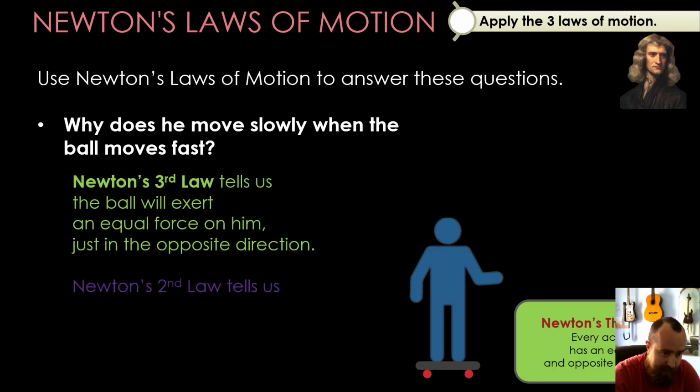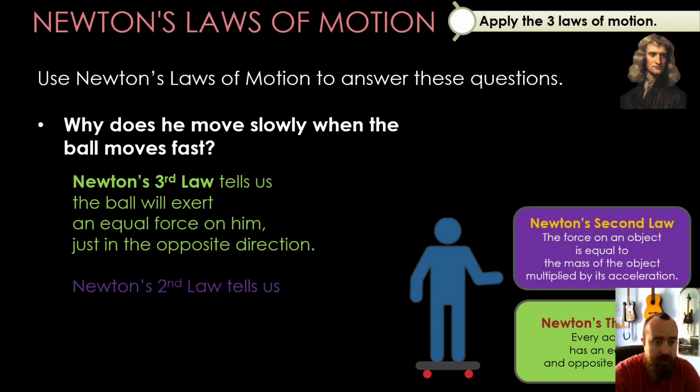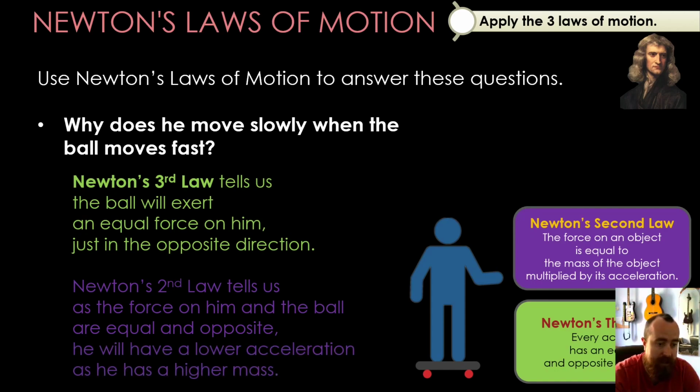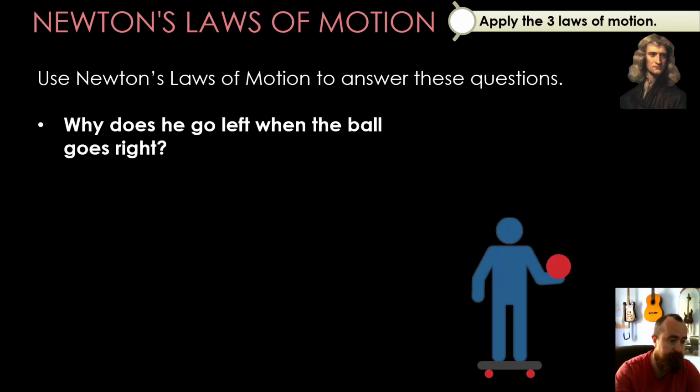Let's now bring in Newton's second law, which is about how the force on an object is equal to the mass of the object multiplied by its acceleration. The force on him and the force on the ball are the same, they're just opposite, so one's positive, one's negative. But he will have a much lower acceleration because he has a much higher mass. So we've got that F equals ma. You can rearrange it to a equals F over m. The force is the same, that F is the same, but his mass, the m, is much, much bigger. So he's going to end up with a much lower acceleration than the ball does.